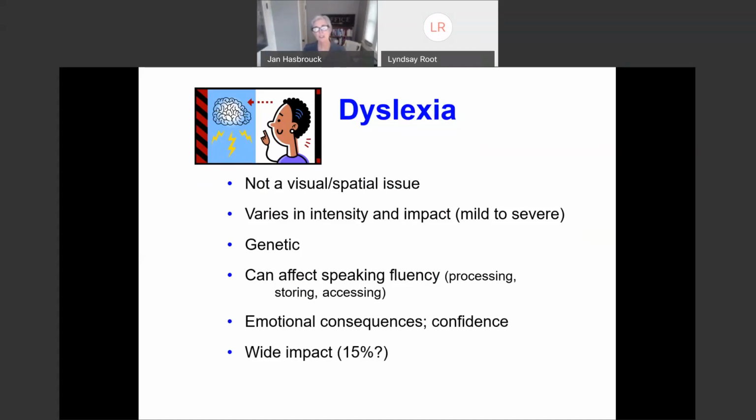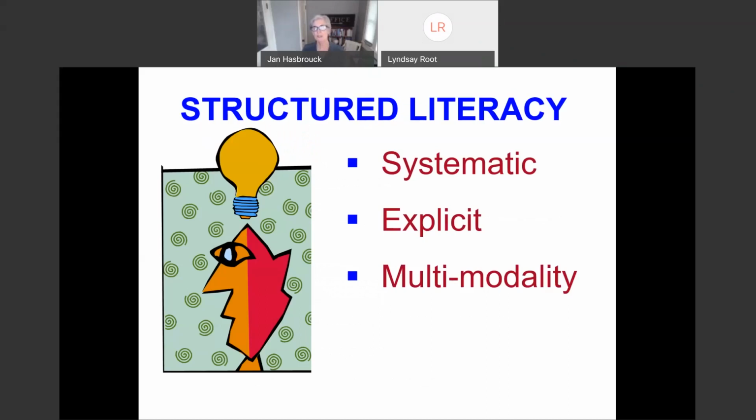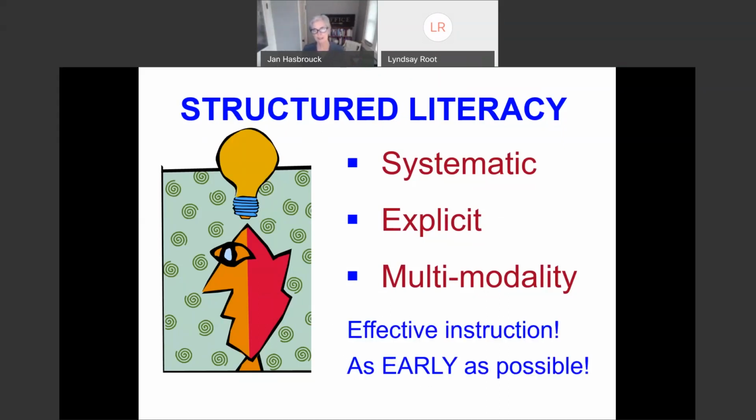We want to start early because there's a lot of kids out there, perhaps up to 15%, perhaps even more, who are born with this challenge, and it's going to take that powerful instruction to make a difference as early as possible. Don't wait till we can label a student. If they're showing evidences of these things, simply bring in that structured literacy, bring in those materials that are systematically designed, allow for explicit instruction, lots of review, and engage the students across all their multi-modalities, because that's what's effective, and as early as possible, keep emphasizing that.